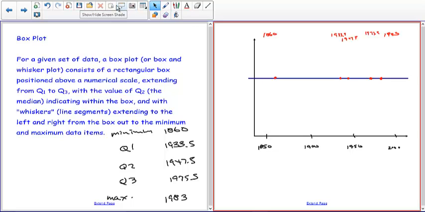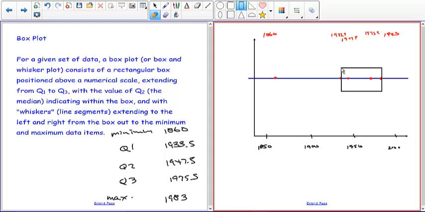and a lot of times people just hand draw it. It'd be nice if you used a ruler or something like that. So, something like that. You don't want it huge, you don't want it too small. Oh, I went too far. Sorry. Let's do that again. I want to pay attention to what I'm doing. Okay, so you go from Q1 to Q3. So there it is.